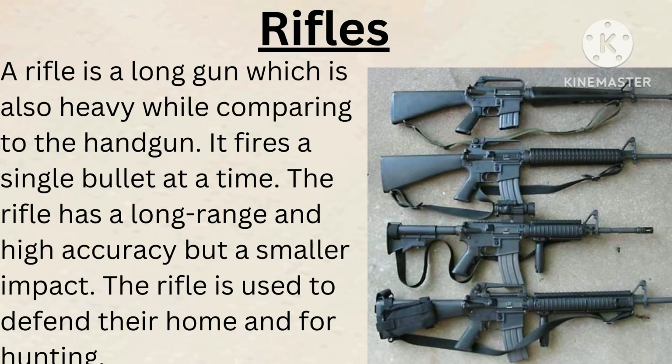Rifles. A rifle is a long gun which is also heavy compared to the handgun. It fires a single bullet at a time. The rifle has a long range and high accuracy but a smaller impact. The rifle is used to defend one's home or for hunting.